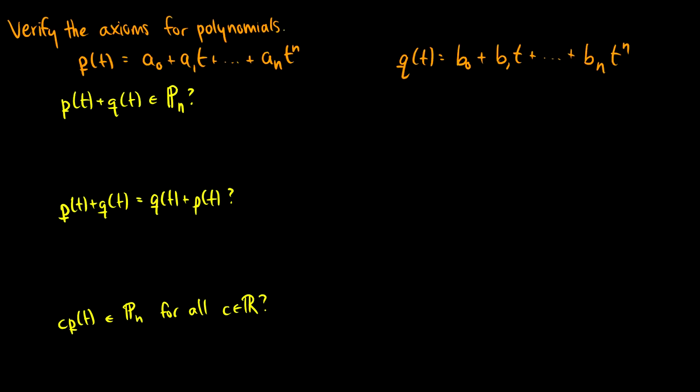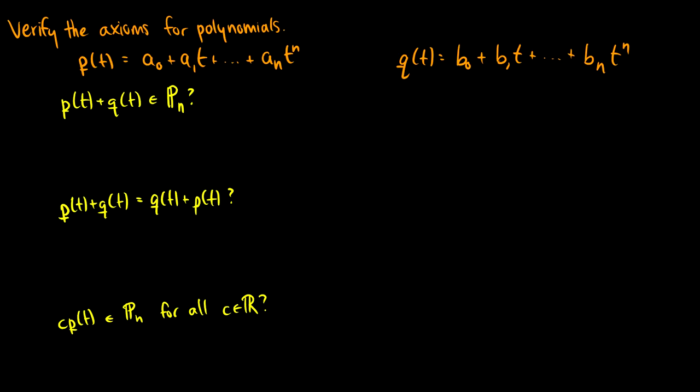Okay, so let's verify the axioms for polynomials, because I kind of just told you that it's a vector space, but you might not believe me, so let's prove it. First of all, if two vectors, or two polynomials, are in the space independently, then their sum has to be in the space as well. So I've listed p and q, and we can add these together.